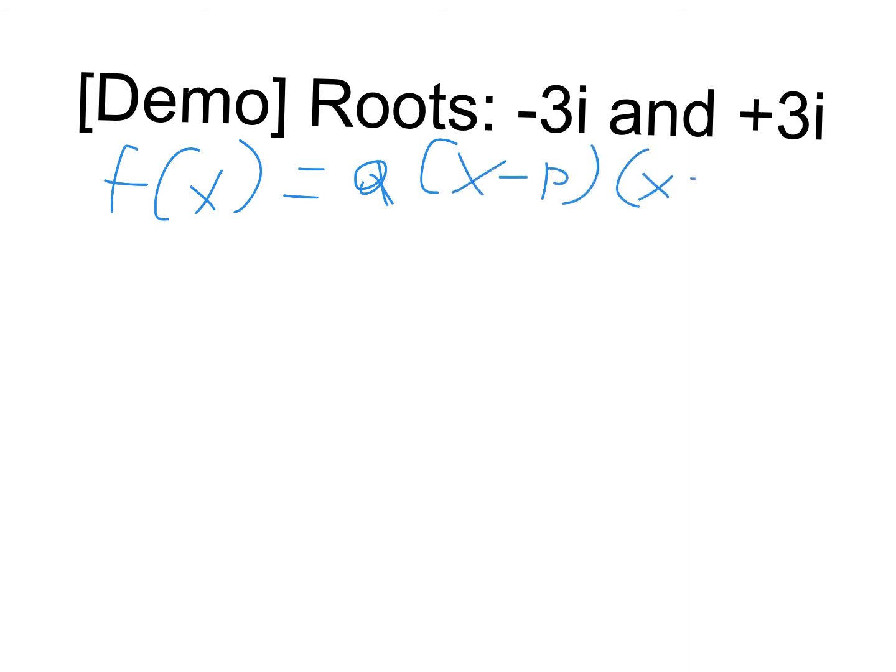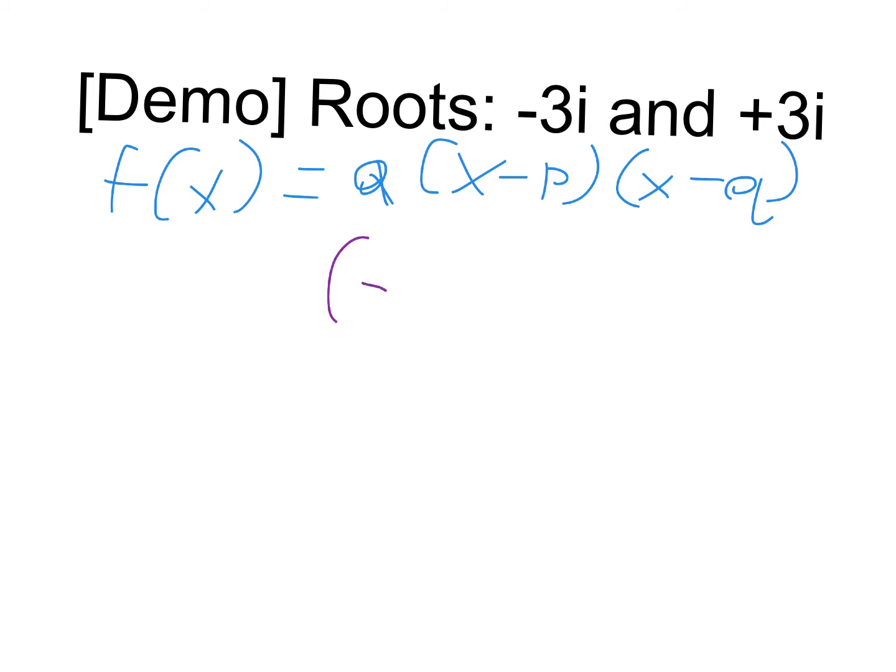Number 2, in the second demo, we're going to do the same thing, except now with imaginary roots. We're going to start off with our basic equation. f of x is equal to our a value, times x minus p times x minus q. We're going to plug in our two roots, our -3i and our positive 3i. And again, folks, I'm going to have my a value set as 1, so I don't need to put it down because multiplying by 1 doesn't do anything.